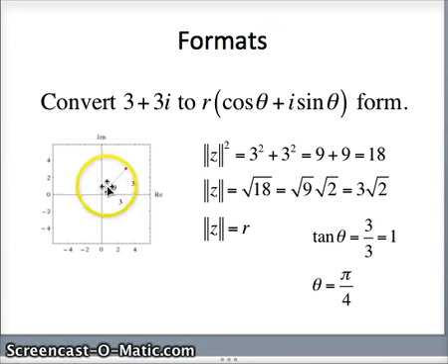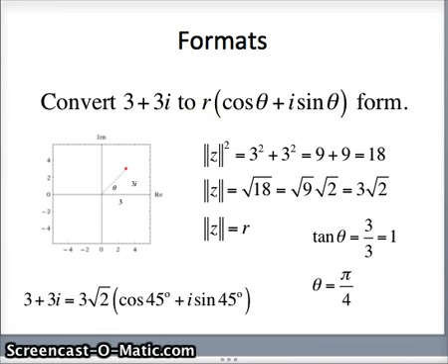We have our length here. So we can think of this complex number z, 3 plus 3i, as r, 3 root 2, times cos pi over 4 plus i times the sine of pi over 4. Or cos 45 plus i times the sine of 45.